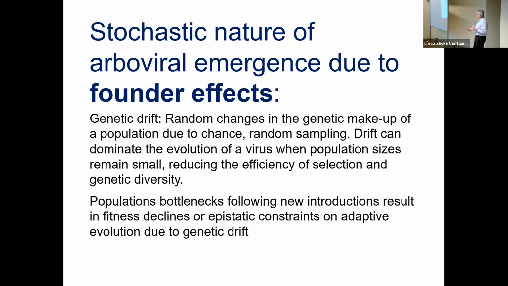So founder effects are a form of genetic drift, where when a population of viruses or other organisms becomes very small, the efficiency of selection becomes very inefficient. And so more or less random sampling of mutations occurs when a new founder population, a small population, is established from an ancestral population. And so these are population bottlenecks, for example, following introduction to a new location. And they can result in fitness declines if by chance introduced mutations have fitness reductions or epistatic effects.